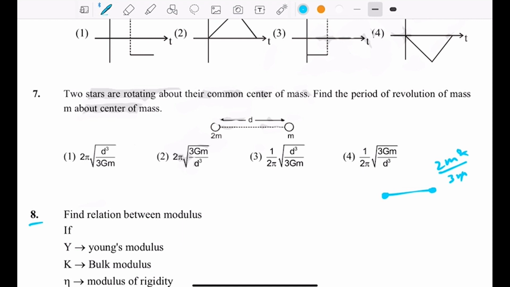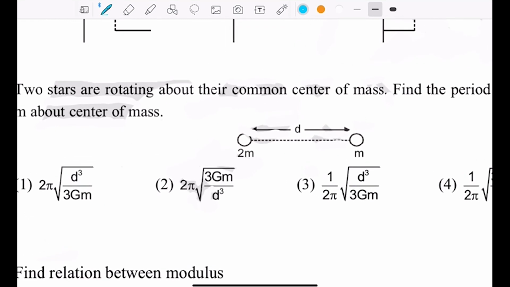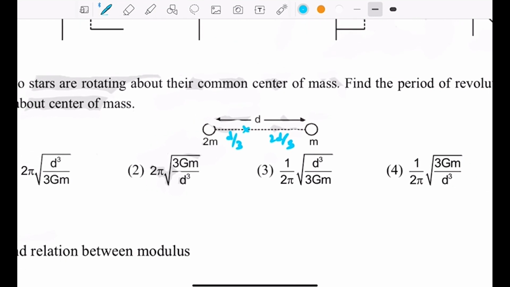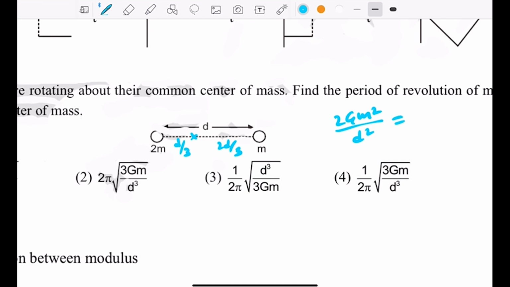Period of revolution. Or let me do it by the normal method. The center of mass will be at a distance d by 3 from here, and 2d by 3 from here. So the total gravitational force between them is G into 2GM square by d square. This is a gravitational force, so this is equal to the centripetal force.